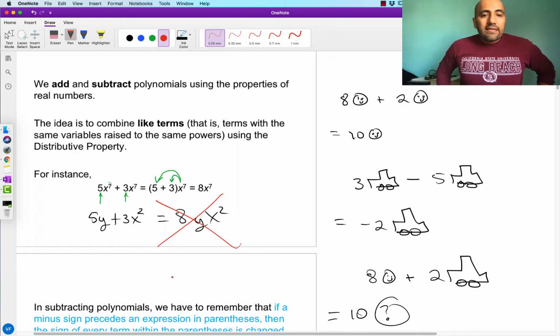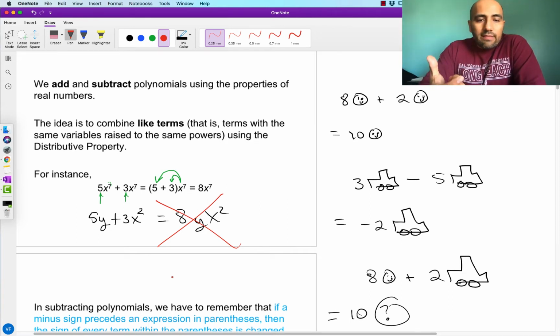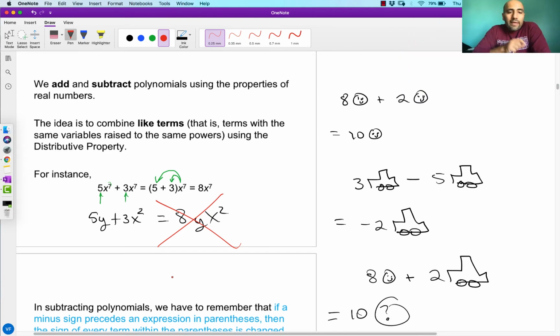Okay, so adding and subtracting polynomials is very easy as long as the terms are identical. They have the same powers, the same exponents on those variables. Everything is identical. Then you can combine them by adding their numerical coefficients or subtracting, and then keeping whatever they have in common.